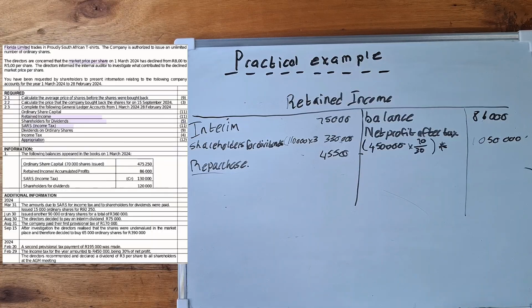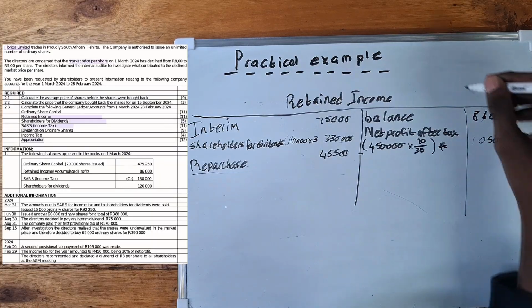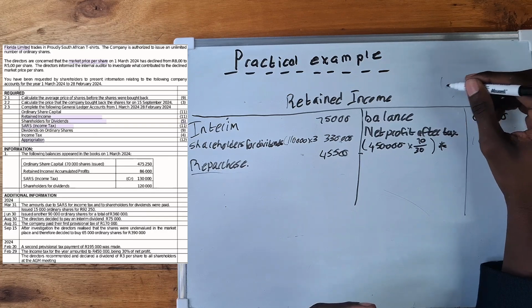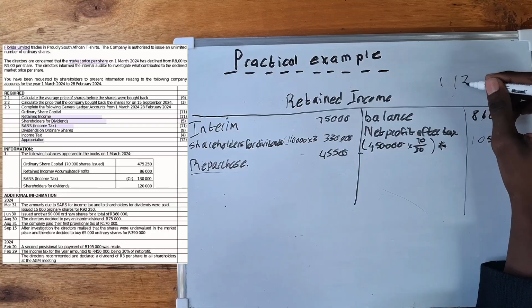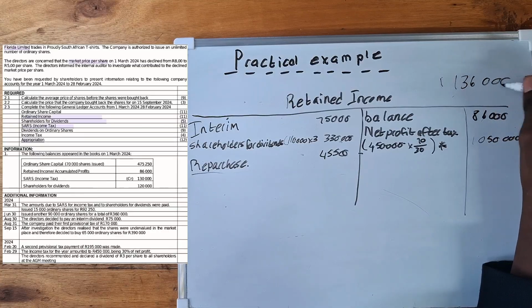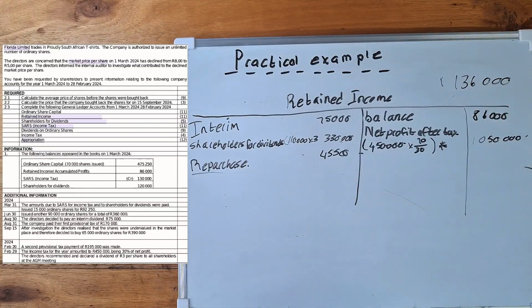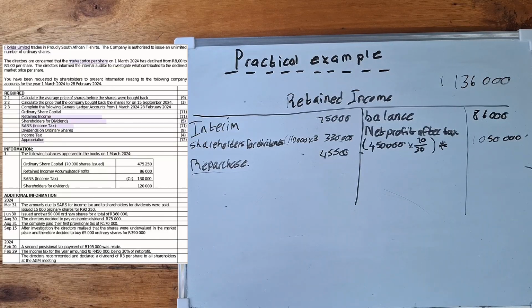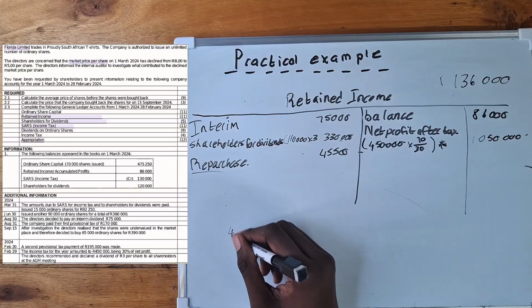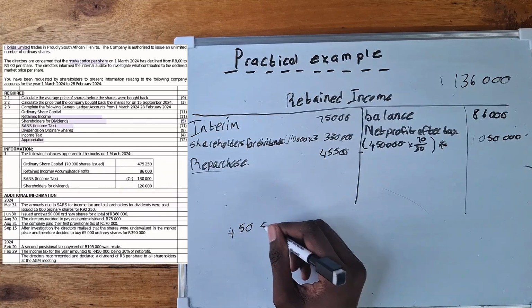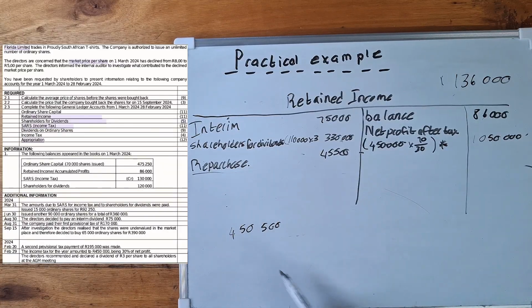This should give you 1,136,000, right? Then on this side, if you calculate 75,000 plus 330,000 plus 45,500, this should give you 450,500. Now it is very clear that this is the bigger amount.